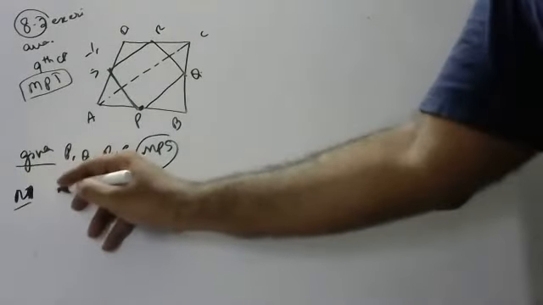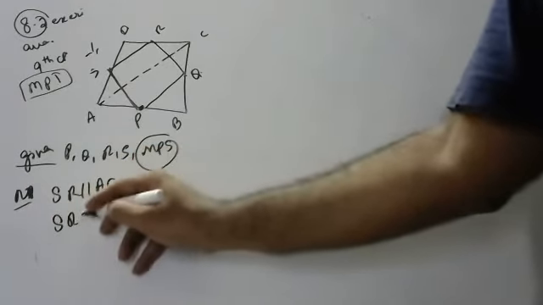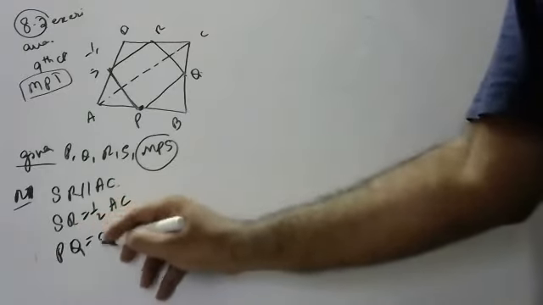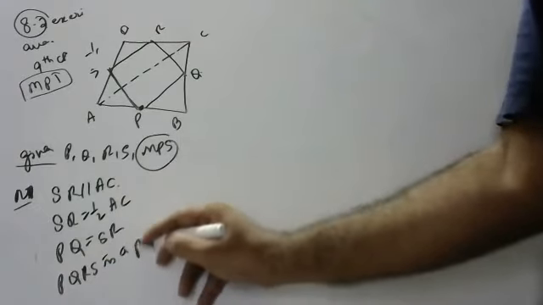Now, required proof. I'm writing the first one: SR is parallel to AC. SR is half of AC. PQ is equal to SR. PQRS is a parallelogram. These are the proofs. Four proofs are there, children. Straight away, let's start. Very, very easy. SR is parallel to AC.